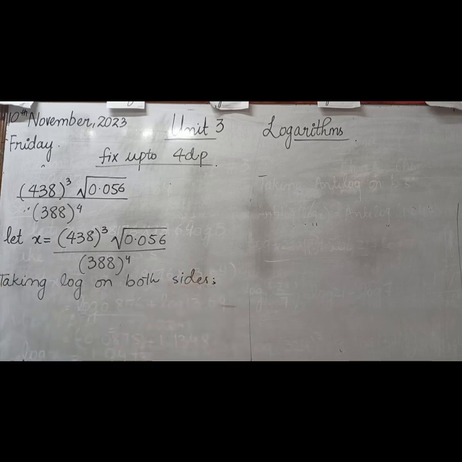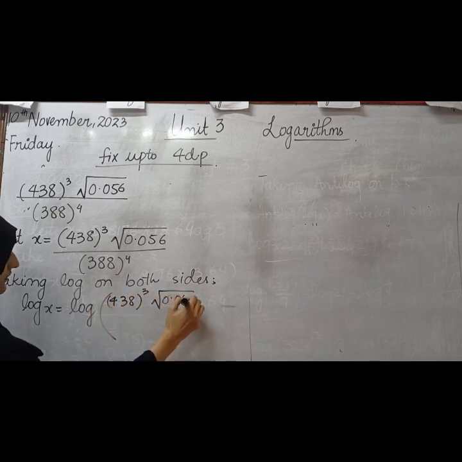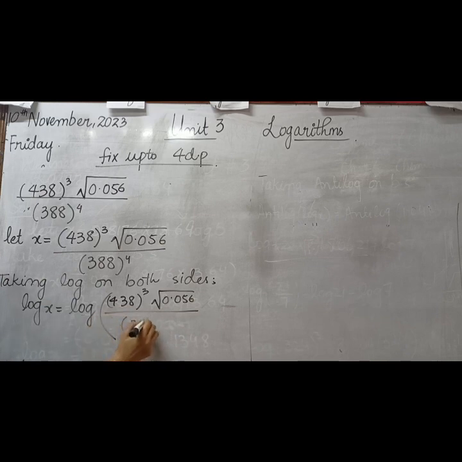So take log on both sides. Log of x is equal to log of the whole question: 438 raised to power 3 into 0.056 over 388 raised to power 4. Then in the next step you will apply the properties of logarithm, and now look at the board carefully. These two terms are multiplying with each other and they will be converted into addition.